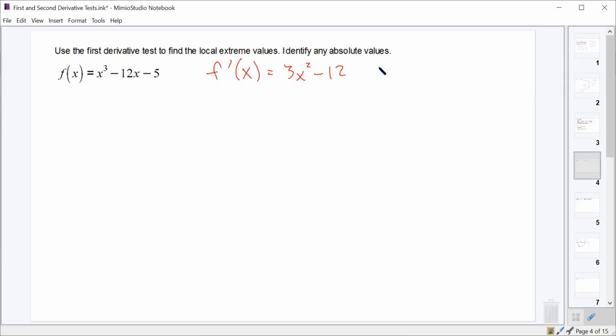Is that ever undefined? No. No, never undefined. Okay. And what about equaling 0?